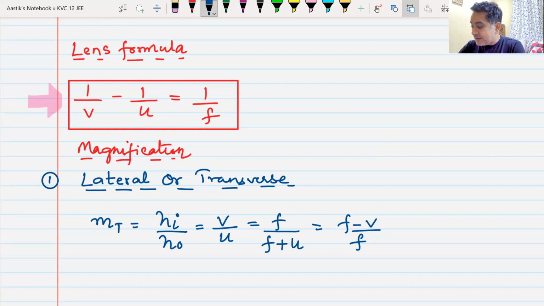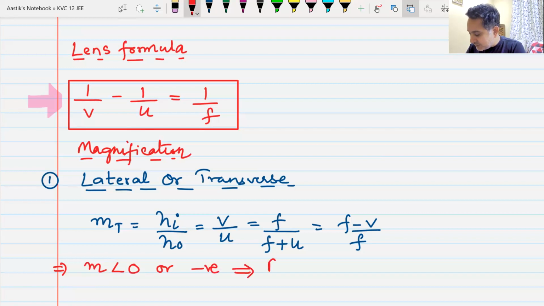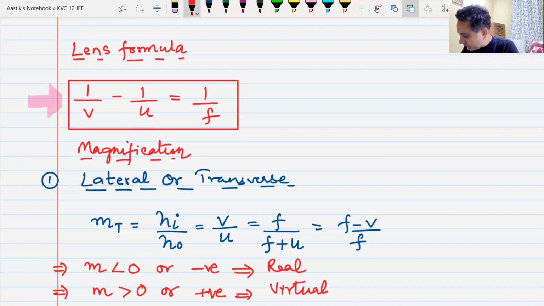Yes, okay, then we can write some important things here. If magnification is less than 0, or we call it negative, then the image is real. Yes or no? If magnification is greater than 0, or we call it positive, the image becomes virtual. We all understand this. Yes or no? If the magnitude of magnification is greater than 1, we call it enlarged. Yes or no?